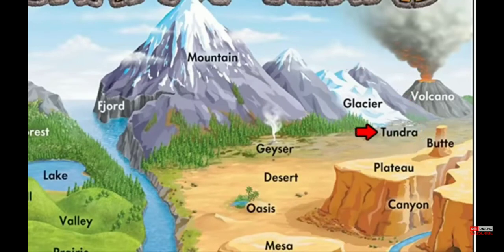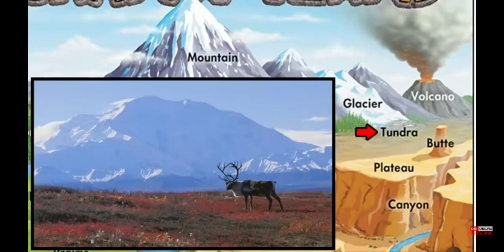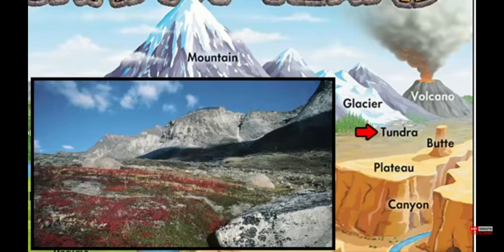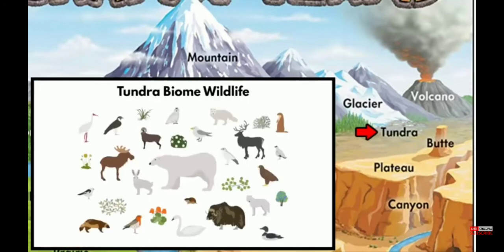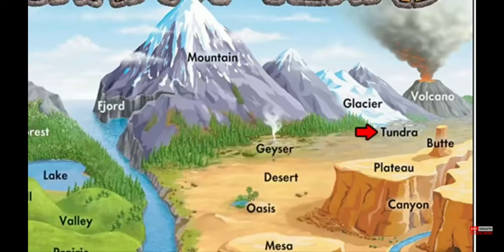This is called the alpine tundra region. The word alpine means mountain. In this ecosystem, you will rarely find trees. Mostly you will find small shrubs, flowers, sedges, grasses, mosses and lichens. The wildlife in this region consists of musk ox, yaks, mountain goats, snowy owls, arctic foxes, polar bear, etc. The climate of this region is mostly dry, cold temperature.